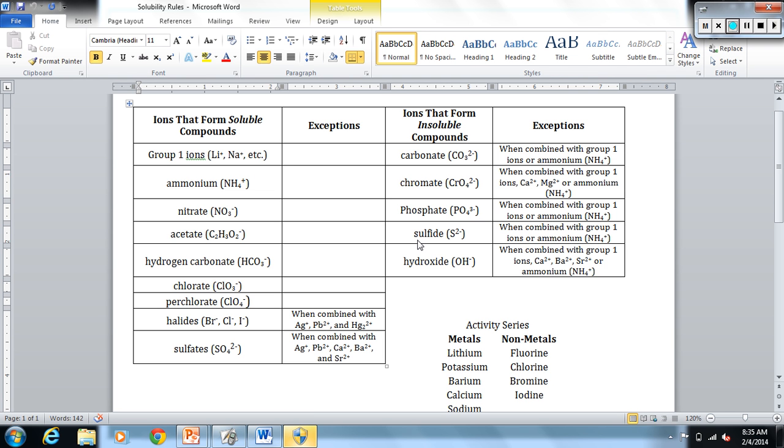Sulfides, for example, are never soluble. So they'll always precipitate out, again, except when combined with these positive ions that are always soluble. And again, you can read through what these are and know how to use it. So now let's go ahead and figure out how to use it.